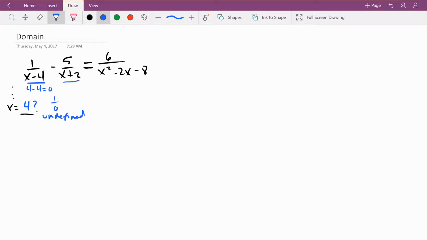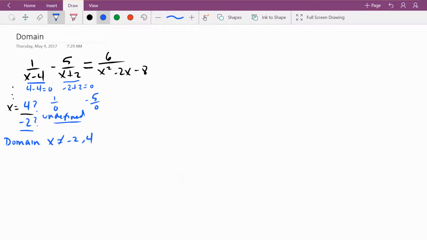I also have a problem right here. What if it were negative 2? That's going to be 0. And then I'd have this negative 5 divided by 0, which is, again, undefined. So right off the bat, I could see that I have two problem areas, 4 and negative 2. So domain is talking about what are the problem areas of x. X cannot be negative 2 and x cannot be 4. If I did, I would have 0 in the denominator.